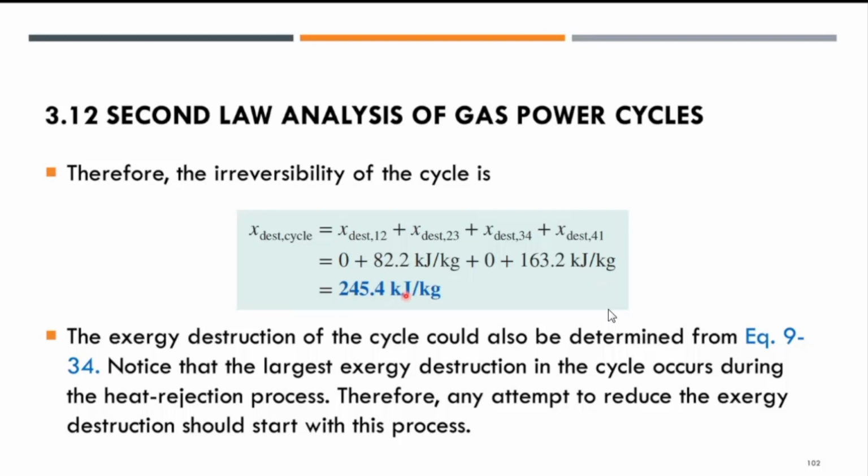The exergy destruction of the cycle could also be determined from another equation, 9-24, and we can notice that the largest exergy destruction in the cycle occurs during the heat rejection process. Therefore, any attempt to reduce the exergy destruction should start with this process. You can improve the heat rejection process so that we can lower the exergy destruction value.